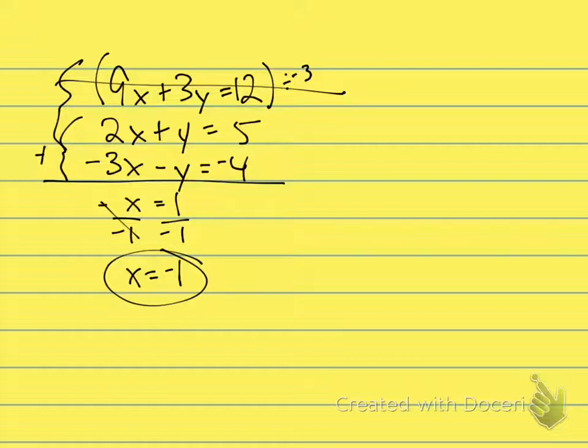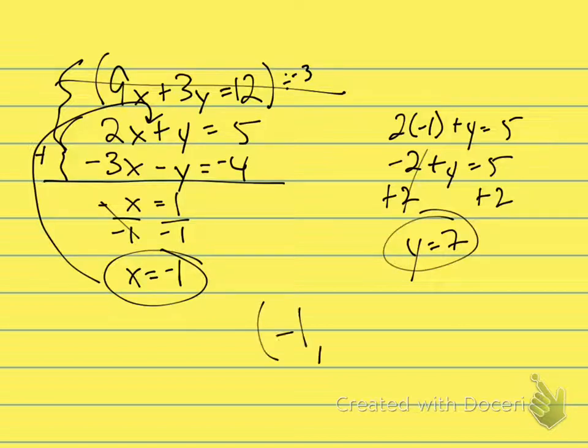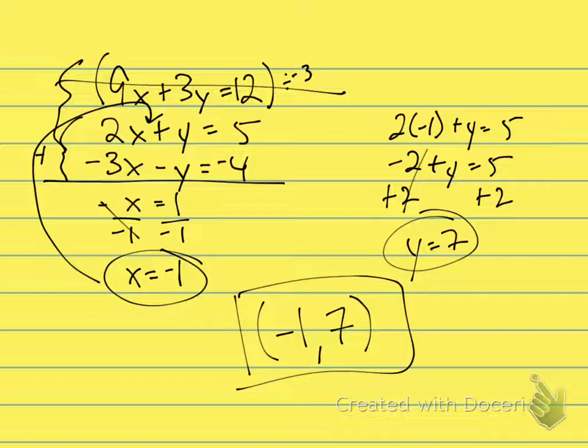All right, I got x equals -1. I'm going to slap that back in the equation. I'm picking that one: 2 times -1 plus y equals 5. Add 2 to both sides, so I get a y value of 7. So that's (-1, 7) for the point at which those two lines cross.